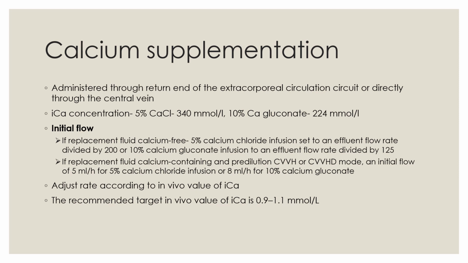Calcium supplementation is done to prevent hypocalcemia as calcium is lost as citrate calcium complex through the semi-permeable membrane. It can be administered through the return end of the extracorporeal circulation circuit or directly through the central vein. 5% calcium chloride and 10% calcium gluconate are commonly used for ionized calcium supplementation, and the difference in ionized calcium concentration between them is about 1.5 times.